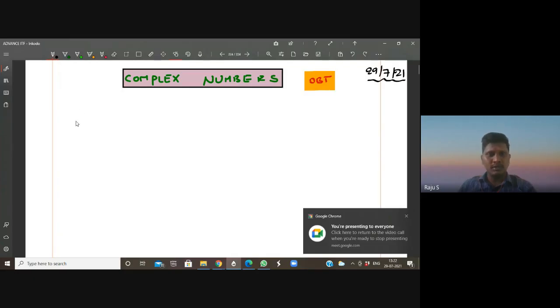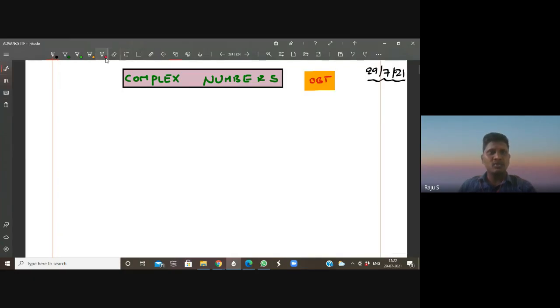Numbers nothing but, see, the imaginary number can be denoted by iota. Iota can be represented as i. So this is iota. What is the iota value? Square root of -1.